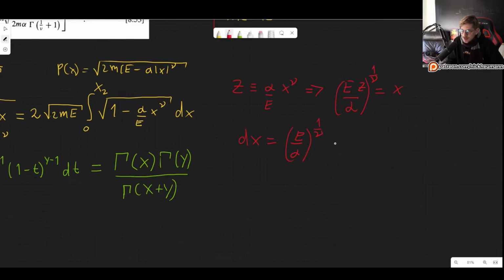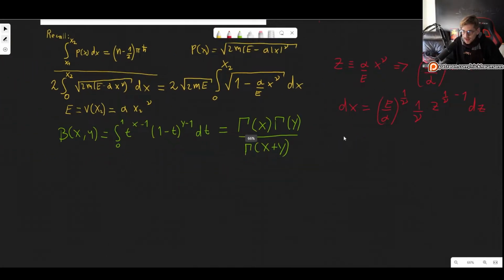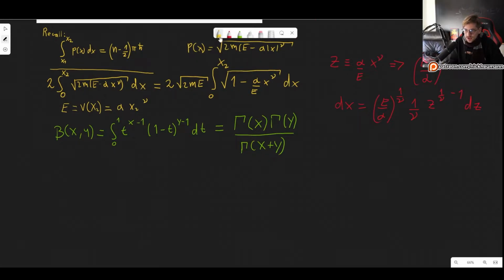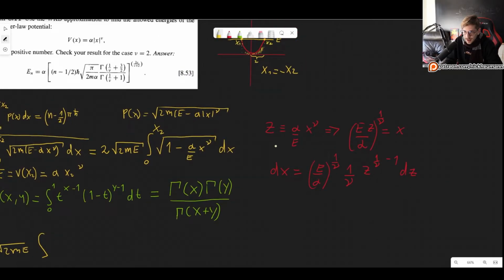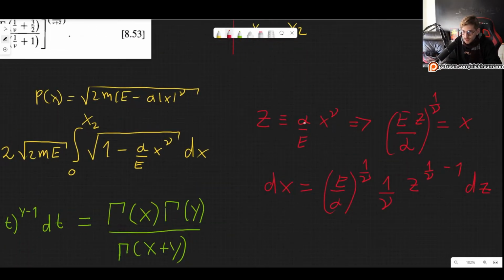And then we have z, so we take the derivative, we get 1 over nu times z to the 1 over nu minus 1 power dz. So let's plug all of this into our former expression. So this thing right there, right? So we get that 2 square root of 2me integral from, okay, we need to find the new limits of integration. So that's easy. We simply plug in the old limits in our new variable.